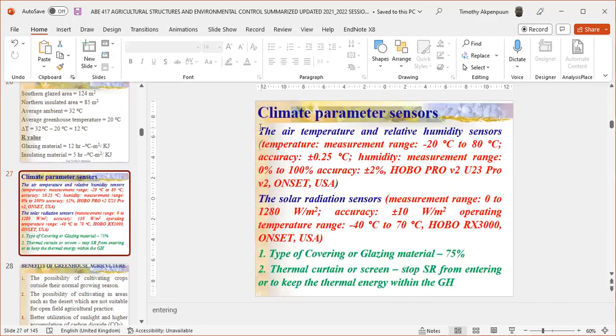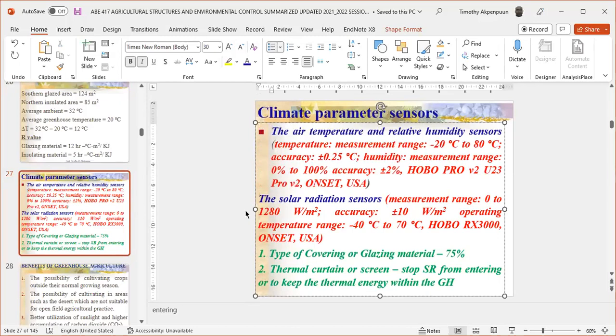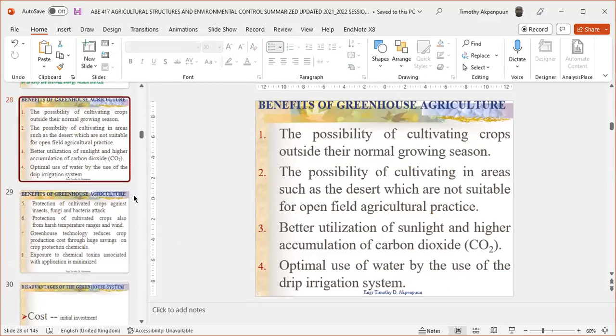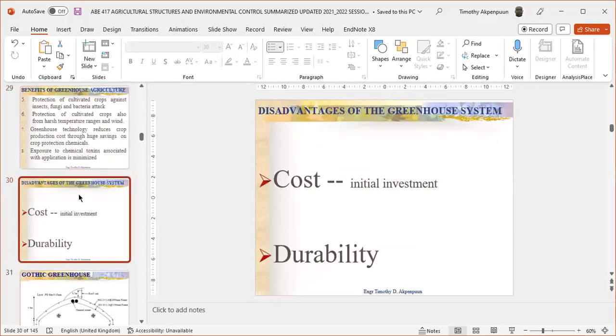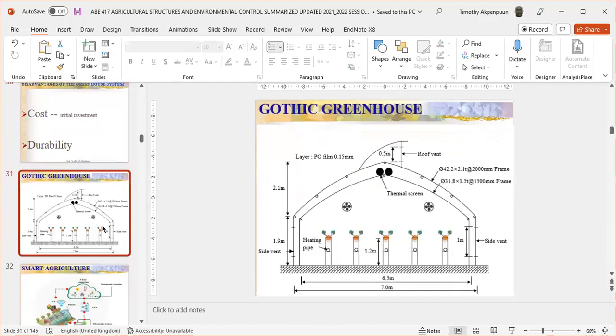I just told you about the sensors used in monitoring greenhouse parameters, right? And then we talked before about the benefits and the disadvantages of greenhouse. And this is an example of a Gothic greenhouse. Yes, very good. Let's look at this shape now. Look at this greenhouse.